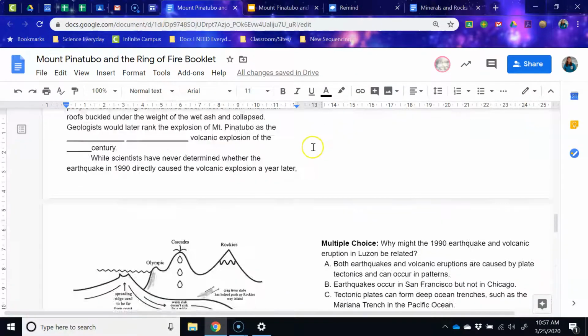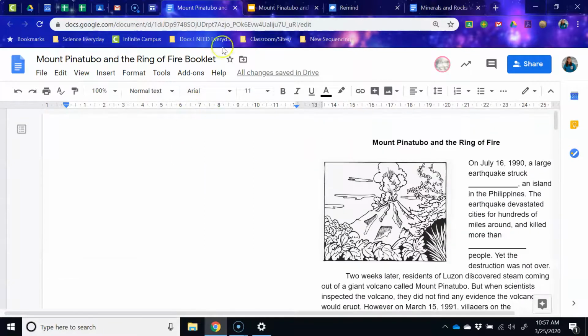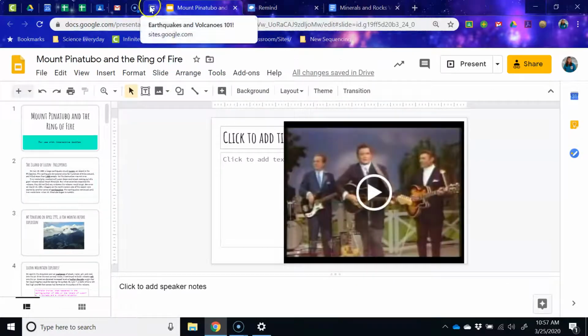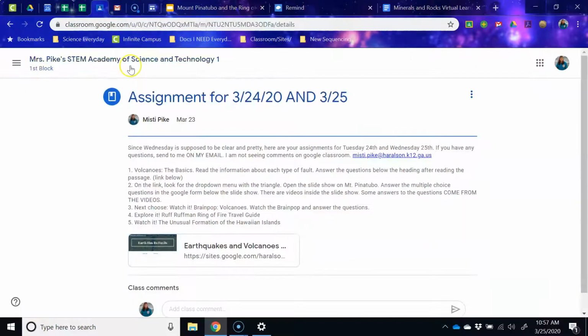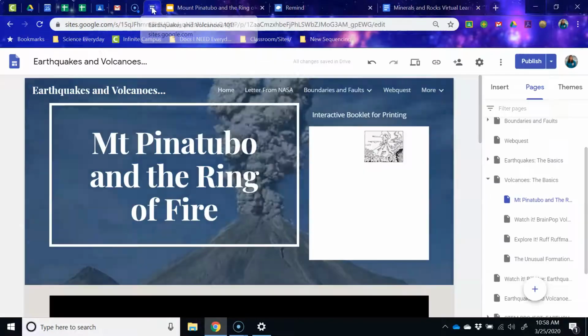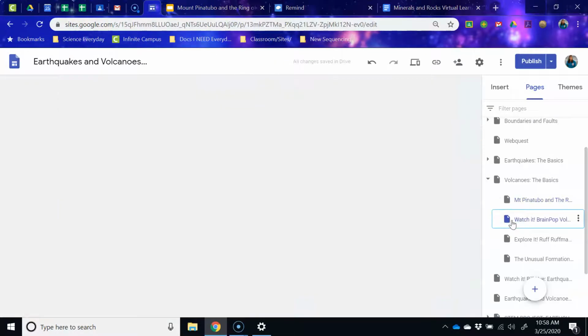And I understand that this is probably a whole day right here by itself, but if you notice on Classroom, I'm giving you 2 days. So you could have worked on this yesterday and today to do everything. So after we do the volcanoes, we're going to go to the drop down menu and we've done the Mt Pinatubo, number 3. We'll watch it on Brain Pop. We know how to do that. It's very simple. Watch it Brain Pop is right here.